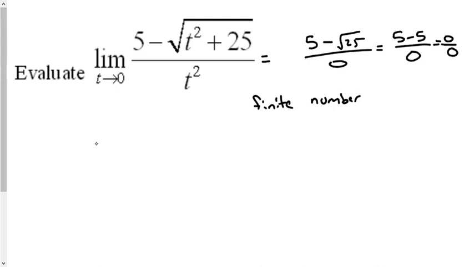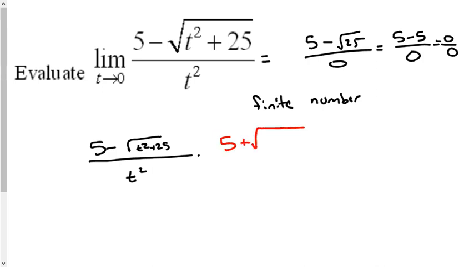I'm going to take this 5 minus the square root of t squared plus 25, over t squared, and I'm going to multiply this times the conjugate, 5 plus the radical of t squared plus 25, all over the same thing, 5 plus the square root of t squared plus 25.